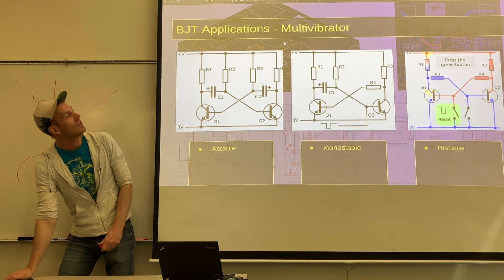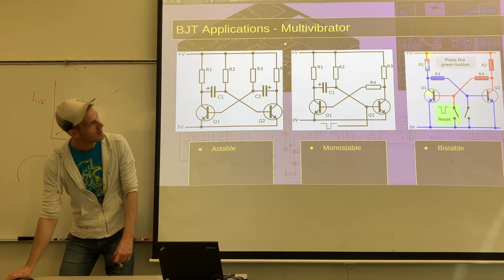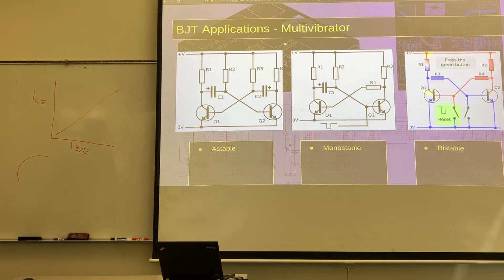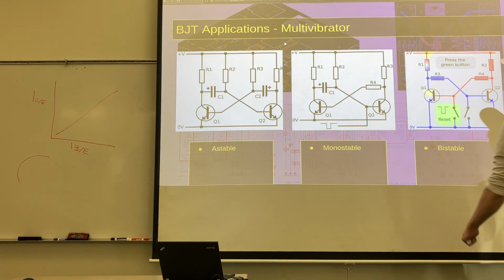Alright, so BJT applications, multivibrators. It depends on the type. We're actually probably going to start with bistable because I think it's the easiest to explain, because astable is really hard to explain, and I don't know if I'll even try because even Wikipedia's description is awful. There are no good YouTube videos for it. It's going to be the first one where we kind of just go, I believe.